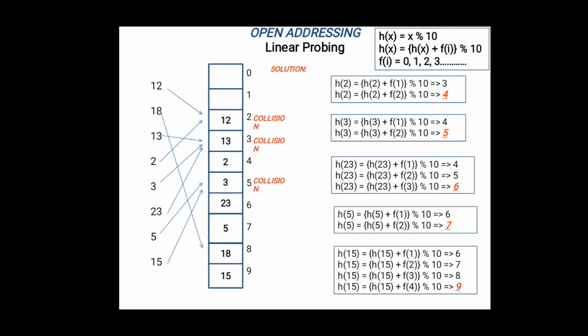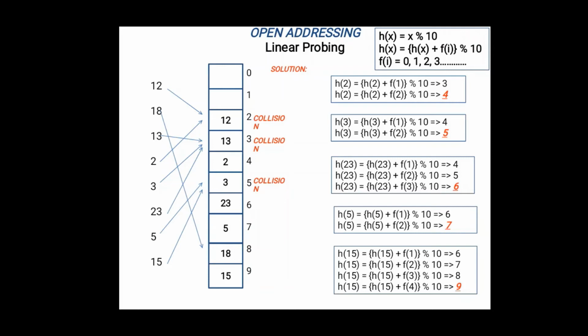So next, the key 15. 15 mod 10 is 5. So there is a collision also, so we need to search again. So h of 15 is equal to (h of 15 plus f of 1) mod 10, which is 6. Since 6 is occupied, we search again. So h of 15 is equal to (h of 15 plus f2) mod 10, which is 7. Since 7 is occupied, we search again.